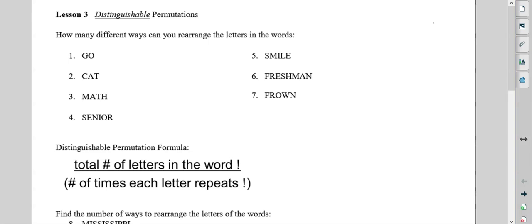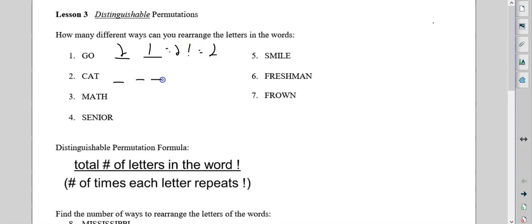Okay, we're going to learn about a variety on permutations, and that's called distinguishable permutations. So how many different ways can you arrange the letters in these words? Go. Well, there's two spaces, whatever you want to call it, right? We have two letters, and one letter can go there. So that's 2 times 1, which is also known as 2 factorial, which is 2.